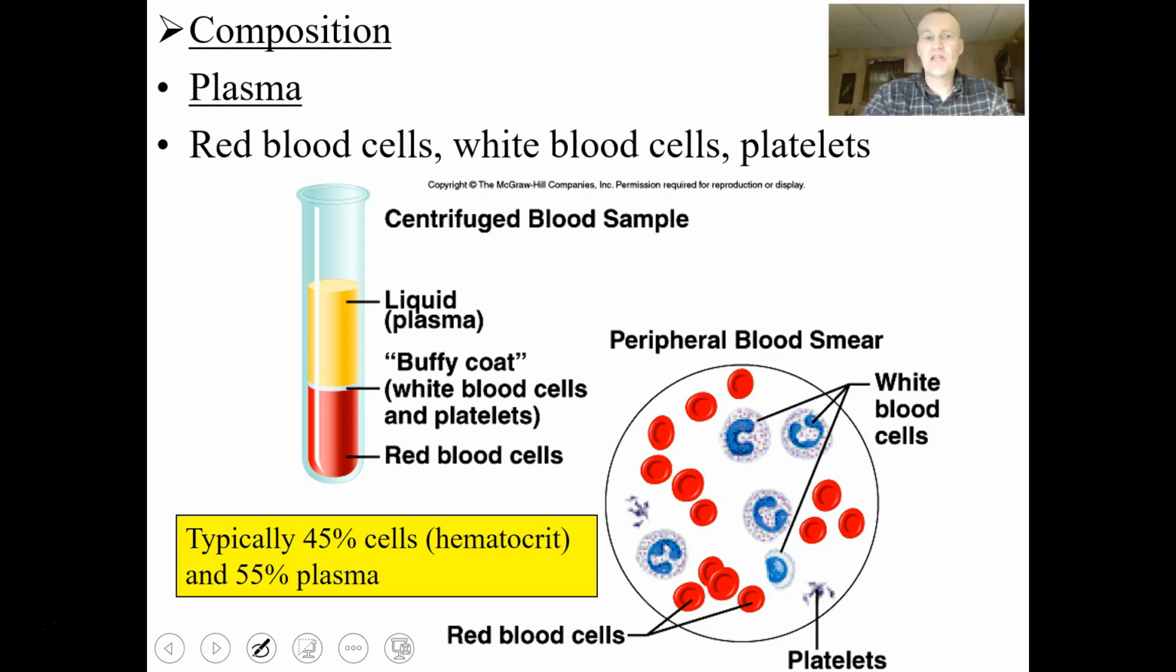As I said a second ago, the composition of blood will include plasma, and also the red blood cells, white blood cells, and platelets. So 55% is going to be plasma, 45% is going to be the hematocrit, or the cellular component of the white blood cells and red blood cells.